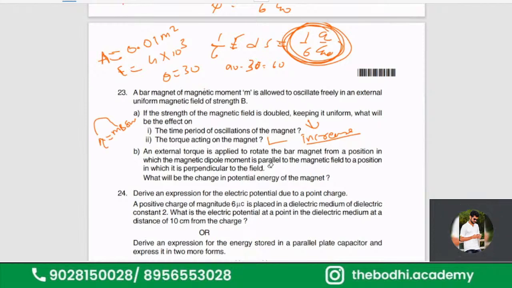I'm dictating the answer. See, the change in potential energy is nothing but final minus initial, or you can say initial minus final, whatever, I'm talking about magnitude. As the potential energy at the initial position is minimum and at the final position is maximum, delta U is equal to U final minus U initial. So final is always greater than initial.